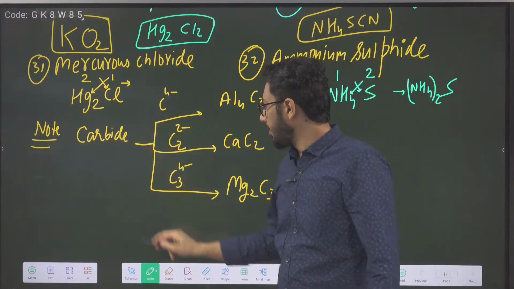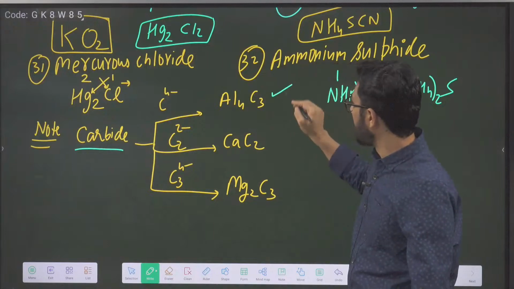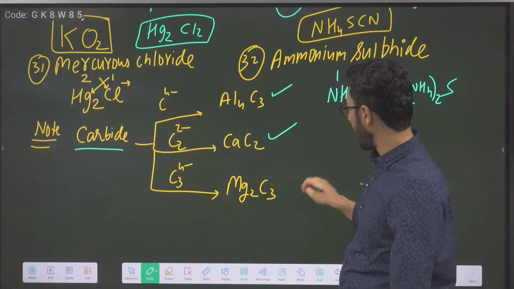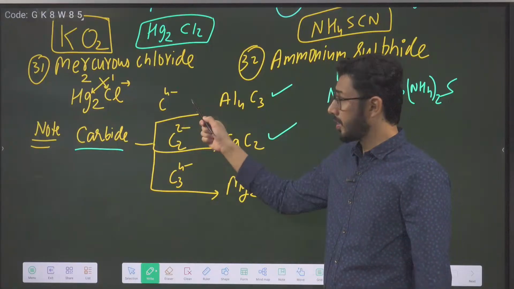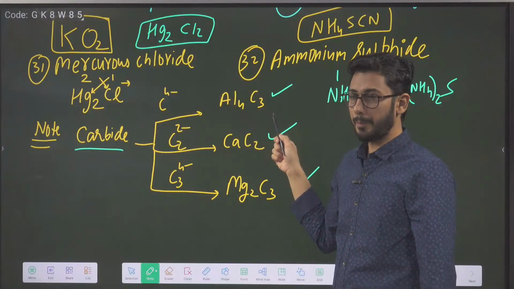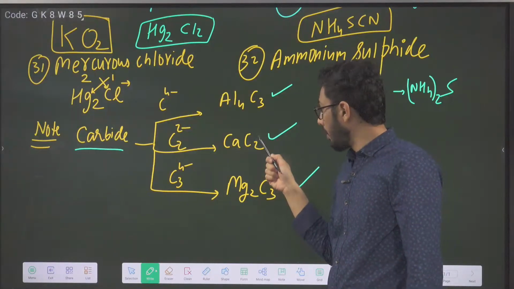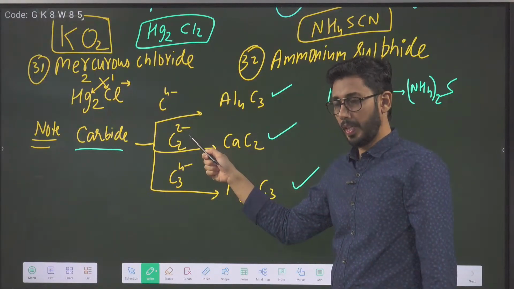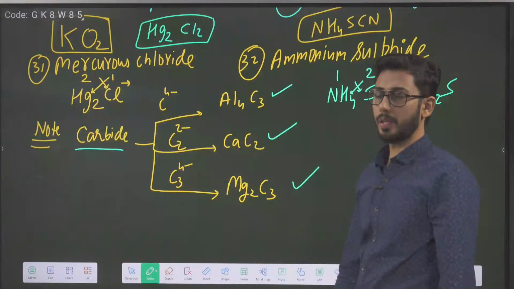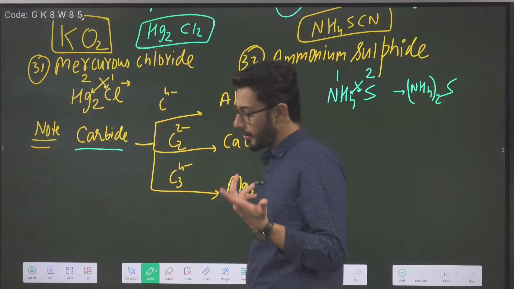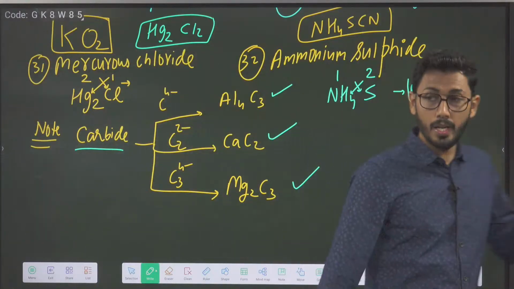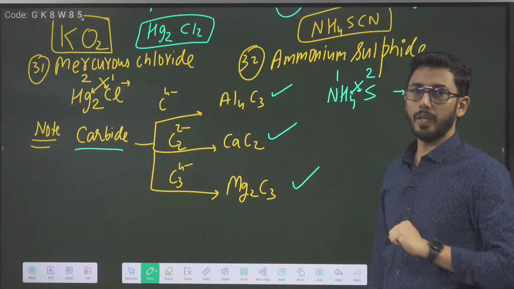Now, remember one thing, carbide can be in different forms. It is in aluminum carbide, in calcium carbide, and in magnesium carbide. If C4 minus is given, yes, it is also carbide. With aluminum, it forms aluminum carbide. Calcium carbide is C2 2 minus. And magnesium carbide is Mg2C3, which is C3 4 minus. So whichever is given as per the option, we can mark it. First is aluminum carbide, second calcium carbide, and third one is magnesium carbide.